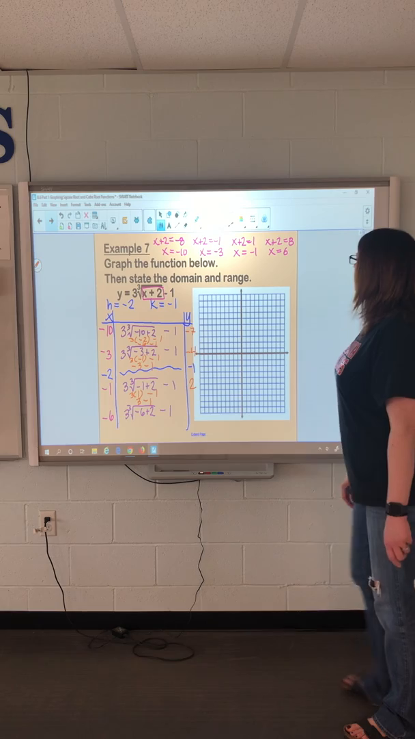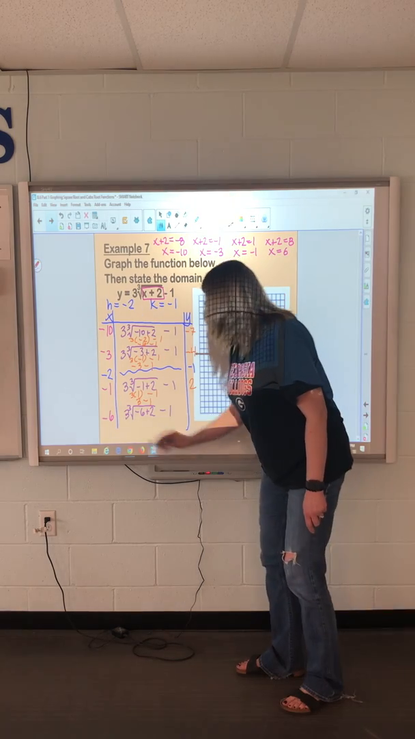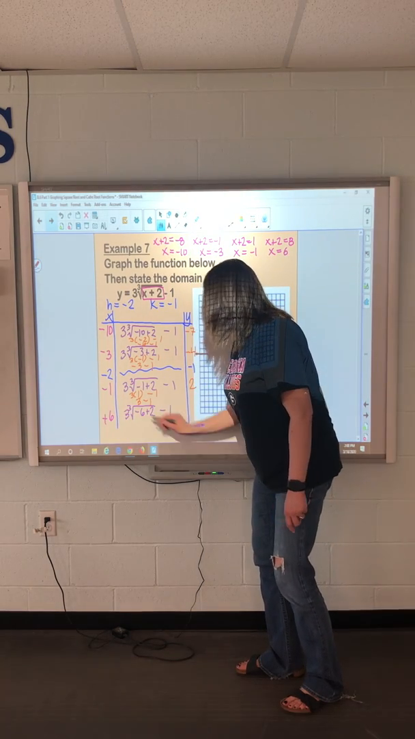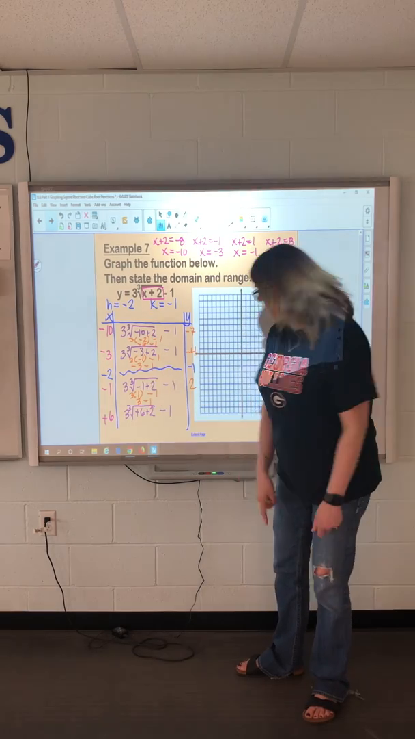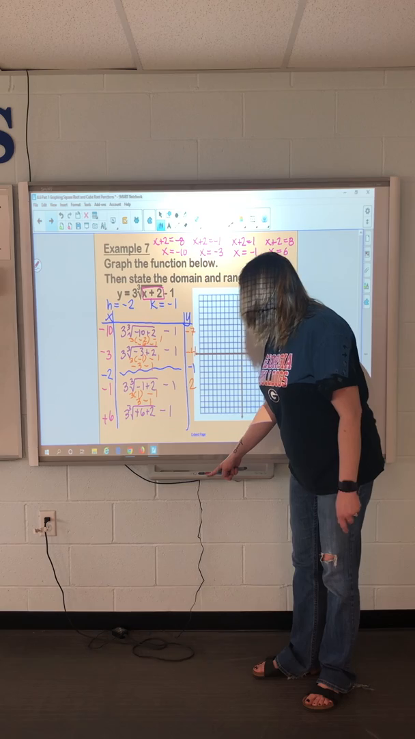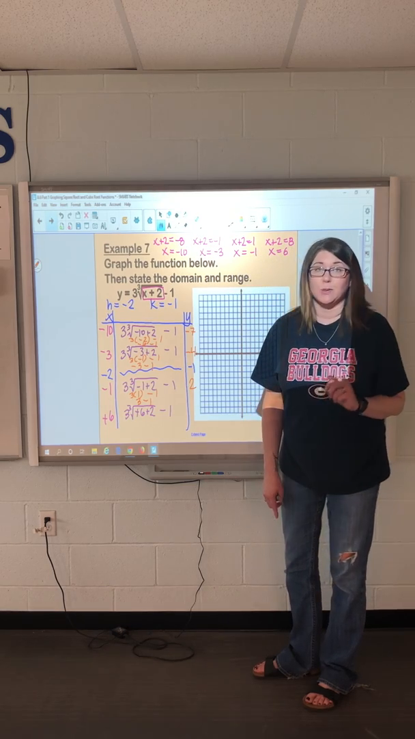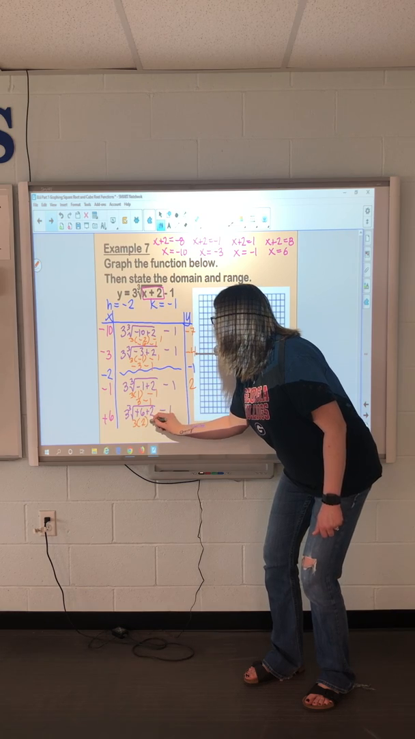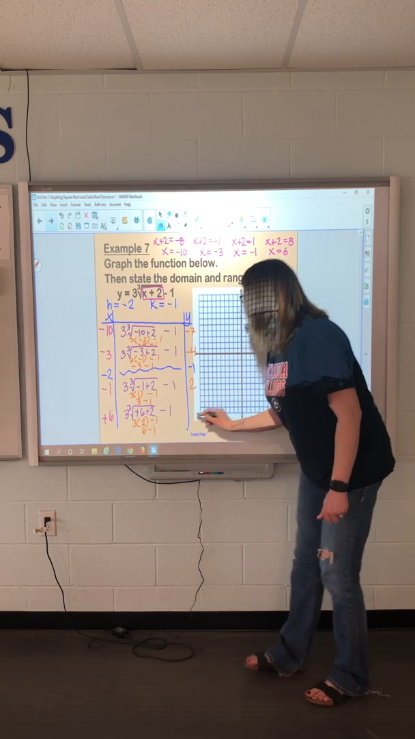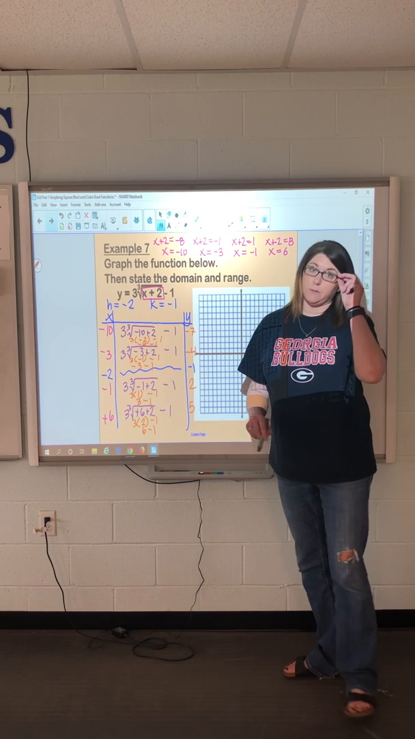Negative 6 plus 2, oh, I'm sorry, that's a positive 6. Whoops. And at that point, I would say, why didn't anybody correct me? And that's because you aren't in here with me. Okay, so now that I've got it corrected, 6 plus 2 is 8. The cube root of 8 is 2. 3 times 2 is 6, and 6 minus 1 is 5.